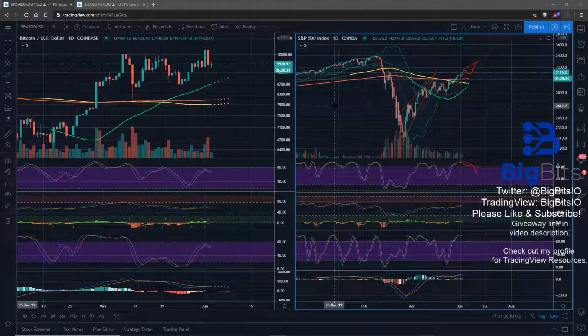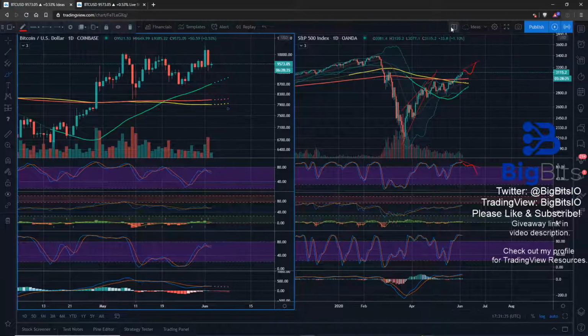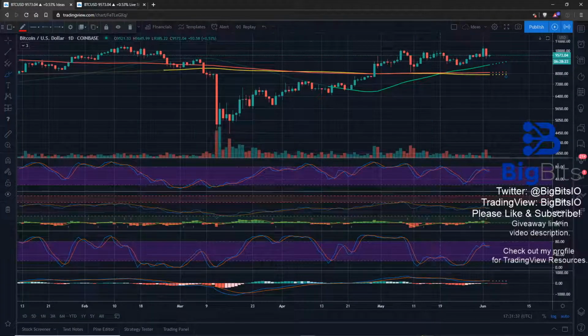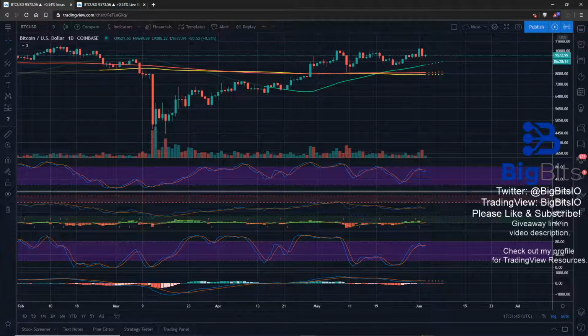So that kind of takes care of Bitcoin and the S&P, but I want to look a little bit more than that. So I'm going to convert this chart to a single layout now. And I still have the drawing tool on, which is unfortunate because I was meaning to drag that. Now we can see things a little bit better.